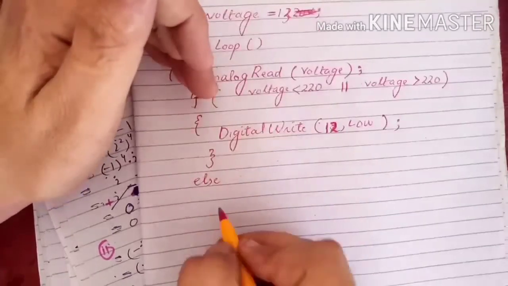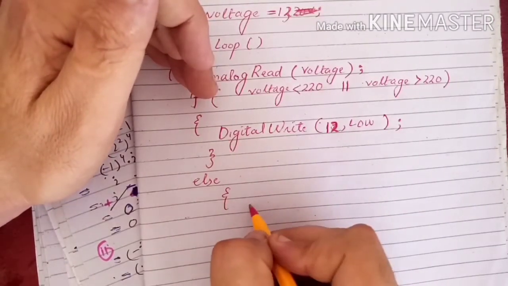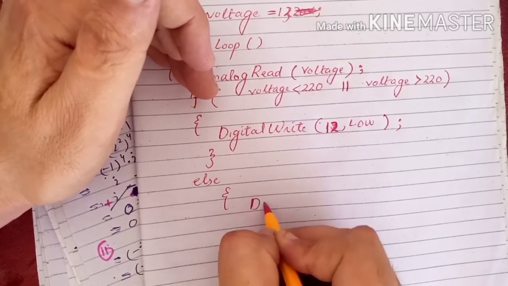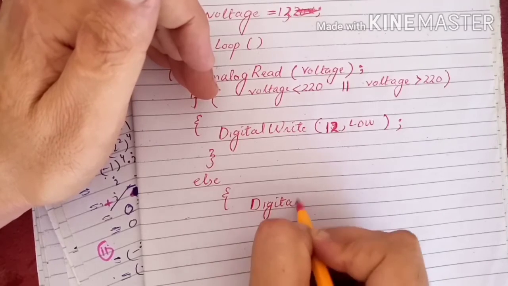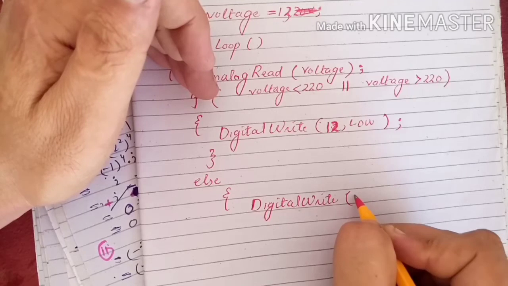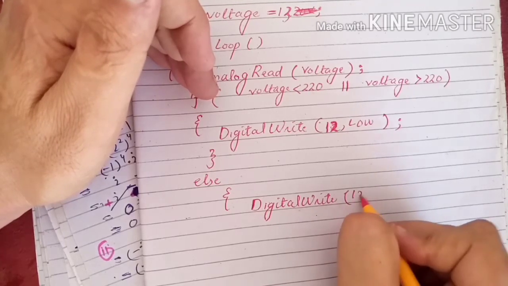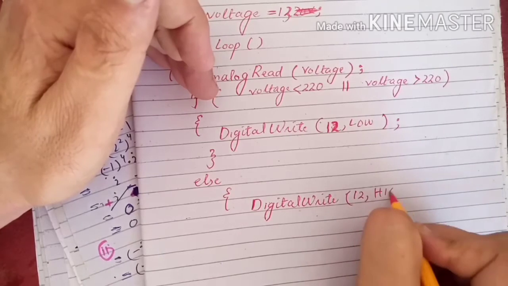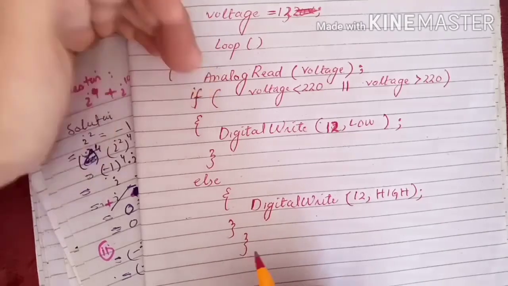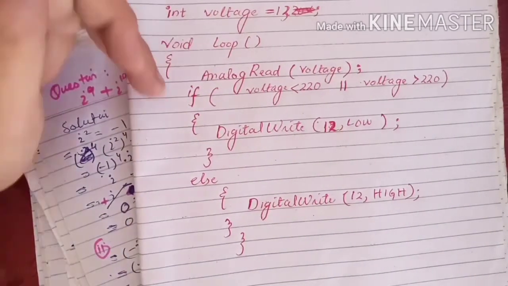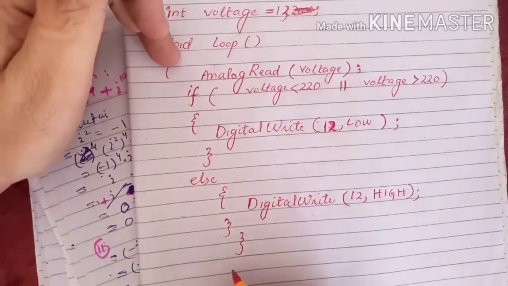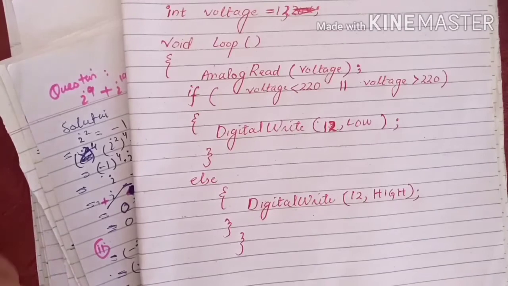Similarly, else: if the above two statements do not hold, then obviously we are left with a third choice. The third choice is digitalWrite 12 HIGH, and that's the end of the full program. These are only for your understanding of how programs are implemented.